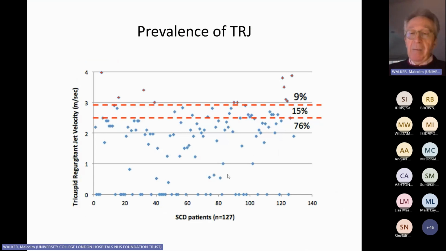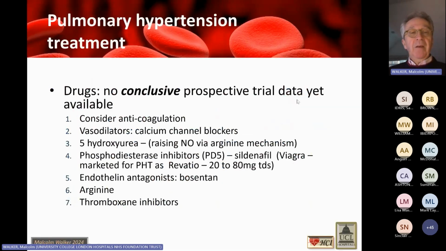More recently, Emmanuel Acco, my research fellow, looked at 127 sickle patients who were on an exchange or were on some kind of regular transfusion program over 10 years. And so we saw 9% of our patients over 3 meters per second. So these are pretty well pulmonary hypertensive, with 15% in the border region. So it's not uncommon, nor is it catastrophically common. And this is consistent with previous data.